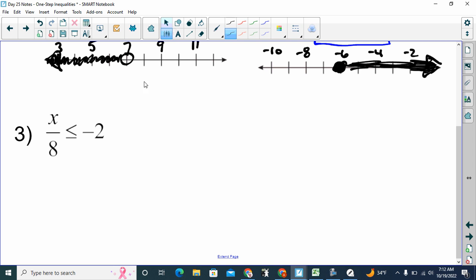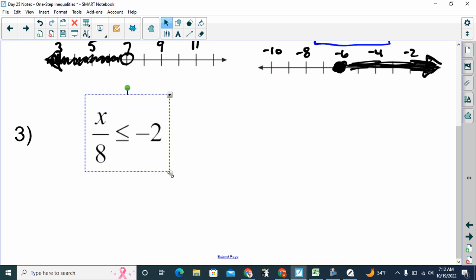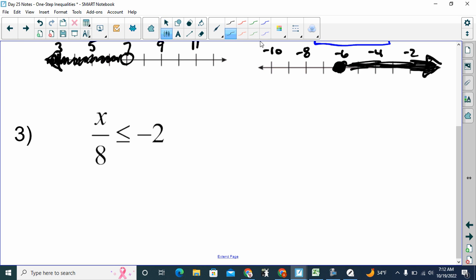Number three says x divided by 8 is less than or equal to -2. X is being divided. We undo division with multiplication. So I am going to multiply by 8. 8 divided by 8 cancels. Negative times positive is -2 times 8.